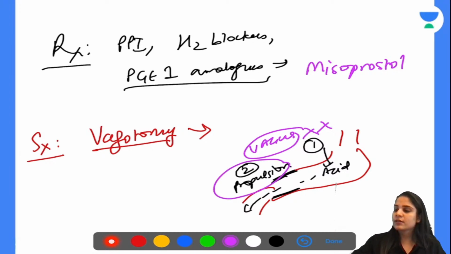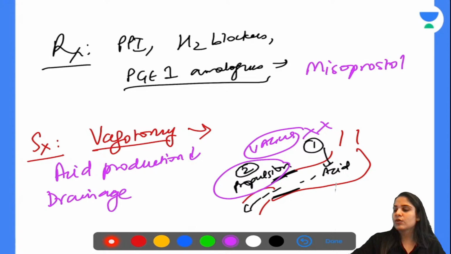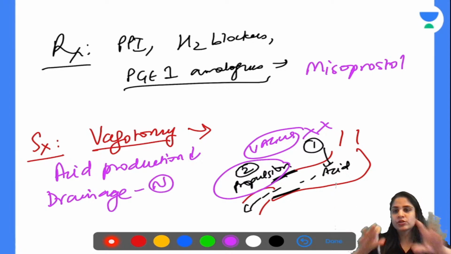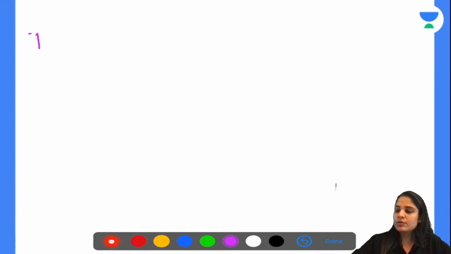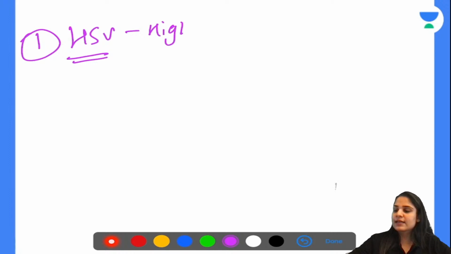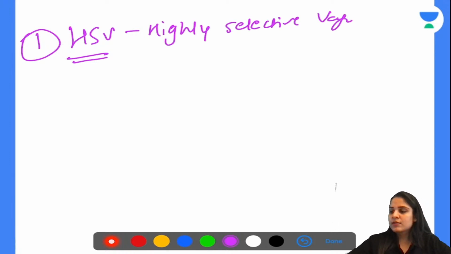I want the acid production to reduce, but I want the drainage, or propulsion of the food, to remain normal. So how do I do that? I have one procedure called HSV, not herpes simplex virus. It means highly selective vagotomy. So what do you do in highly selective vagotomy?